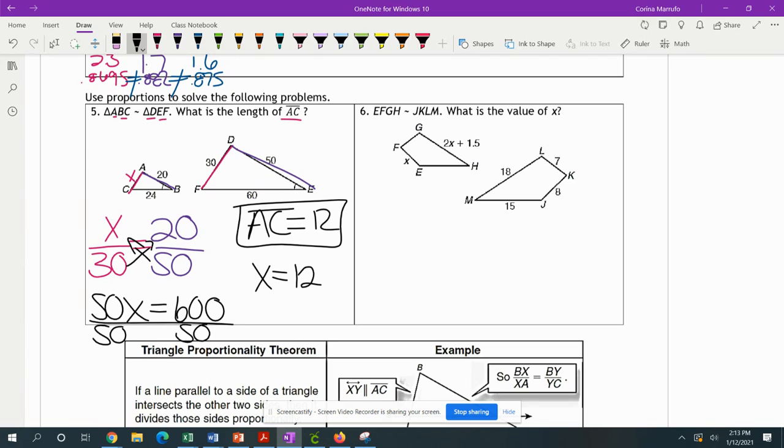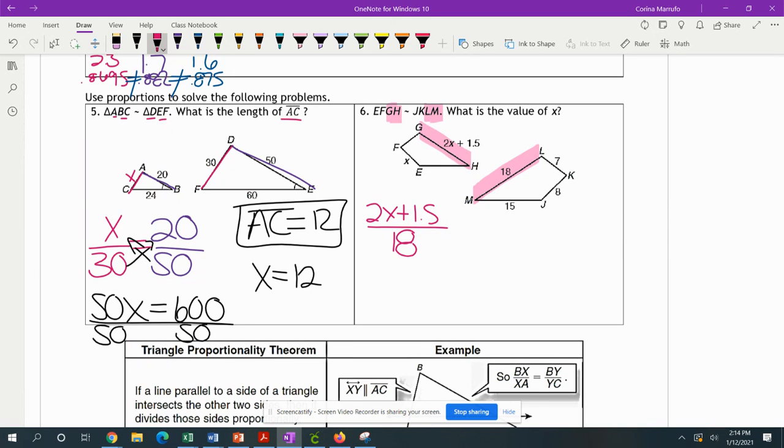Okay, the next one, it tells you EFGH is similar to JKLM. What is the value of X? Okay, so if we look here, they give us this piece right here, which is from G to H. So that means G to H, based off of the similarity statement, is the same as LM. So these two are the same. So I'm going to write 2x plus 1.5 divided by 18.